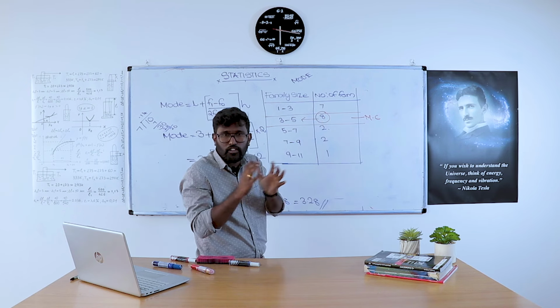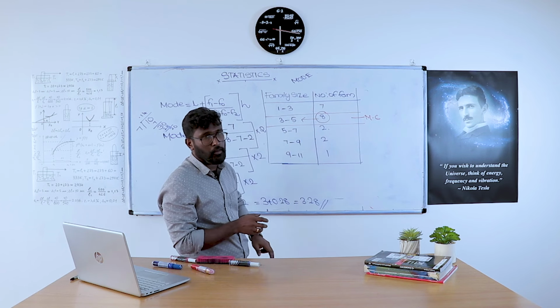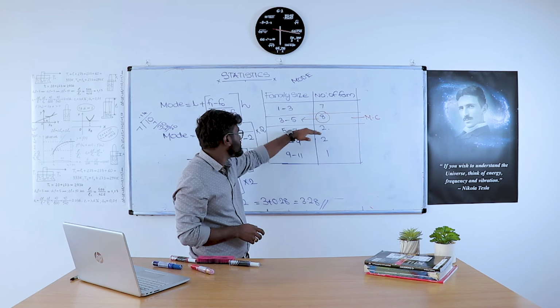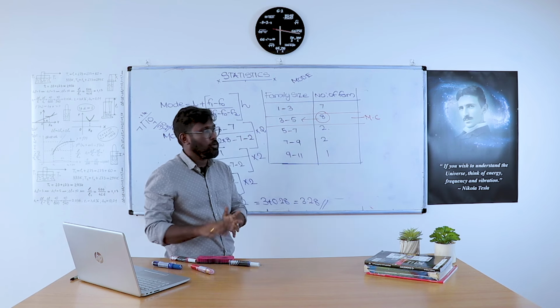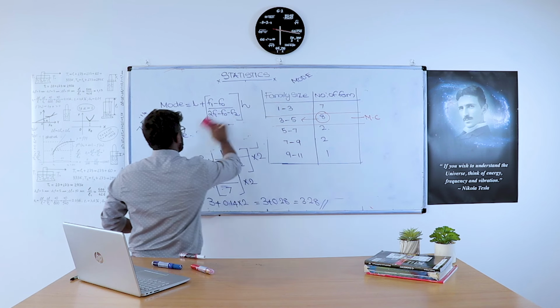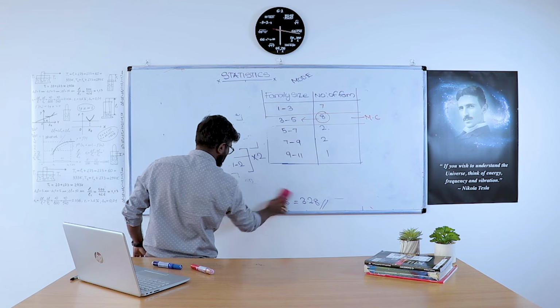So how will you find the lower limit of the model class? This is the lower limit, and this is the upper limit. This is the lower limit of the model class, and this is the preceding class, and this is the succeeding class. Using those values, we can find out the mode. This is the way to find out the mean, mode, and median in the statistics chapter.